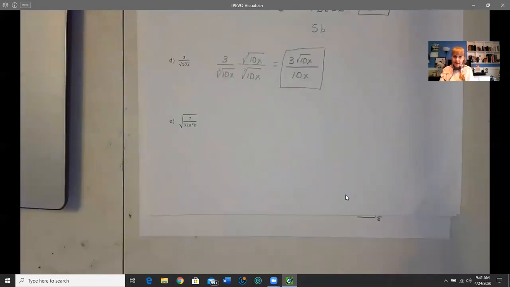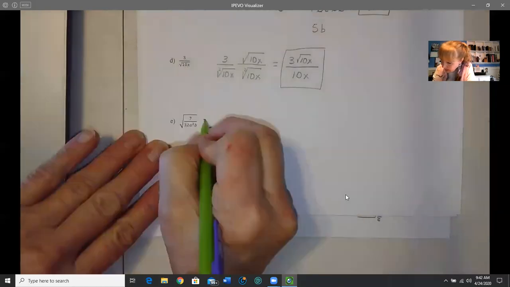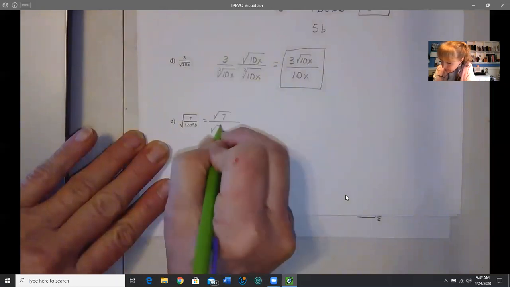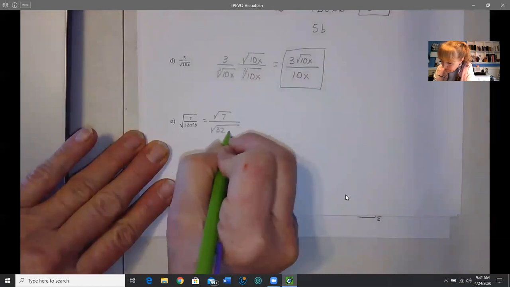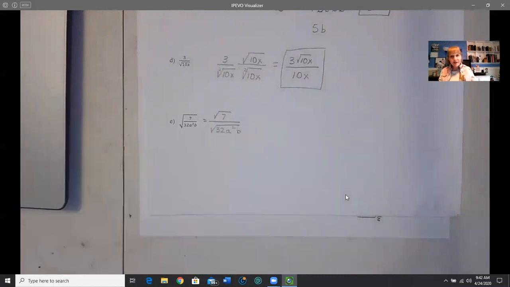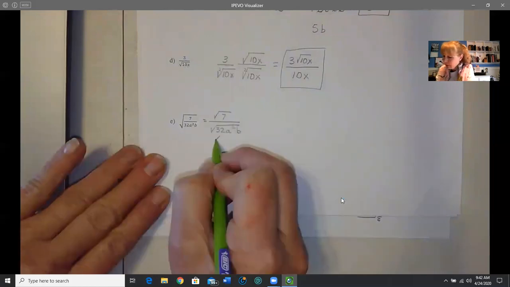Okay. Can 7 and 32 reduce? No. So let's separate them out. All right. Because we can reduce this, the 32a squared. The b can't, but you know, we can reduce. There's 2 of something in 32. So I'm going to go ahead and break it down until I can find 2 of something and start pulling them out.